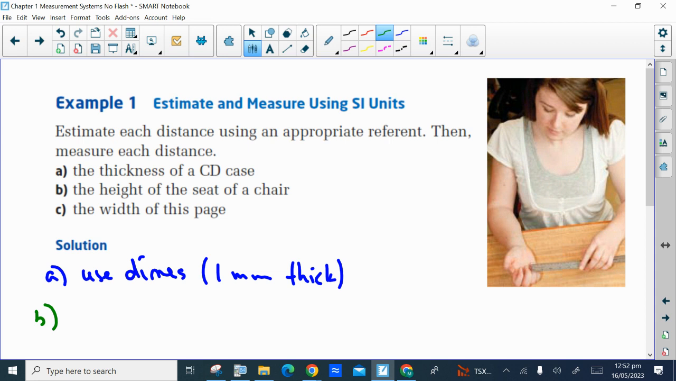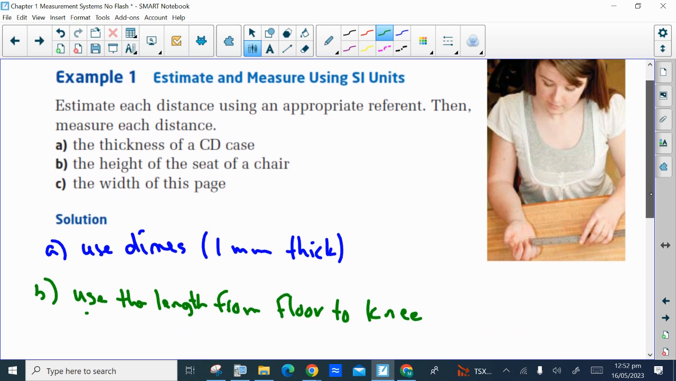So a good referent to use here might be the length from floor to knee. Now again, you'd have to get a measuring stick, a ruler of some kind, or a meter stick to measure that first. And then once you know what that distance is, you could use that to estimate.